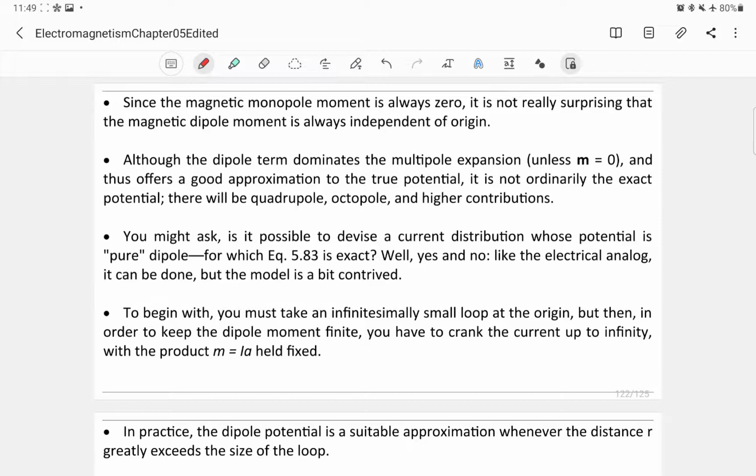So although the dipole term dominates the multipole expansion unless m is equal to 0, and thus offers a good approximation to the true potential, it is not ordinarily the exact potential. There will be quadrupole, octupole, and higher contributions to the potential very far away.